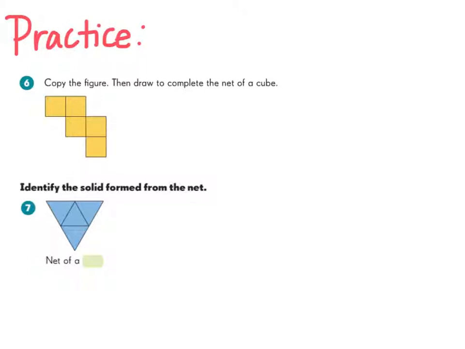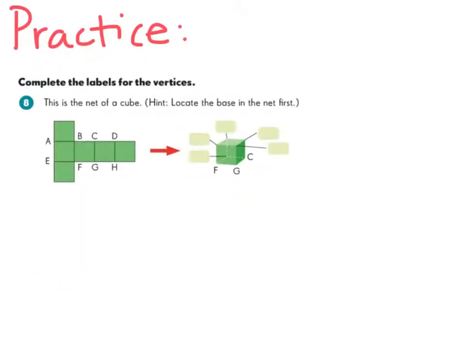We'll practice more tomorrow. For number 7, visualize folding up this triangular shape and tell me what three-dimensional shape you're going to create when you're done. Press pause while you work, and there's one final practice problem for Chapter 14.1. This last practice problem is really tricky, especially if you don't think in pictures. Number 8 shows the net of a cube.